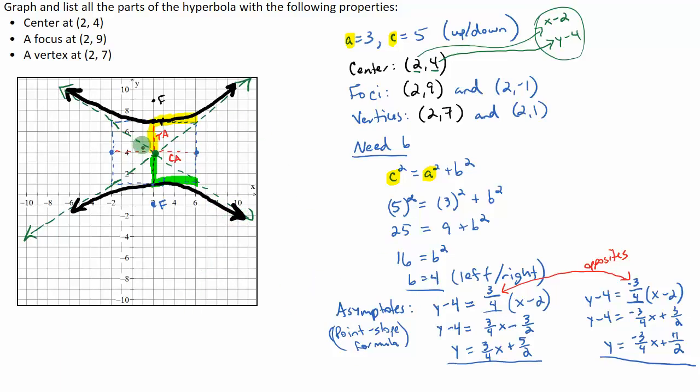Alright, so you start with your center, go up, down, left, and right, get your box, draw your asymptotes, graph the curve. You may need to use the equation c squared equals a squared plus b squared to determine one of those three values if you know the other two.